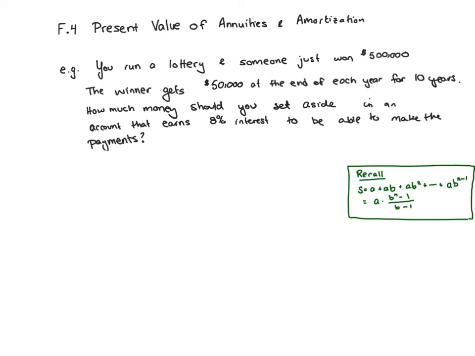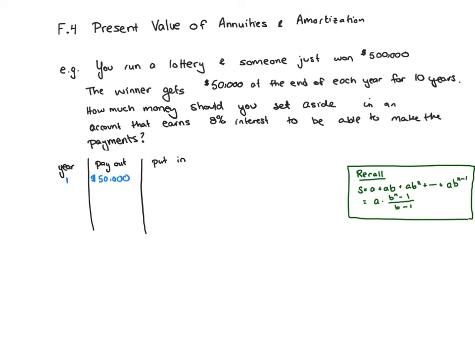So let's think about this. We'll break it down year by year. So for year 1, we need to pay out a certain amount, and then we need to put in a certain amount to the account in order to make that payout, right? So our payout has to be $50,000. But how much do we have to put in to do that?